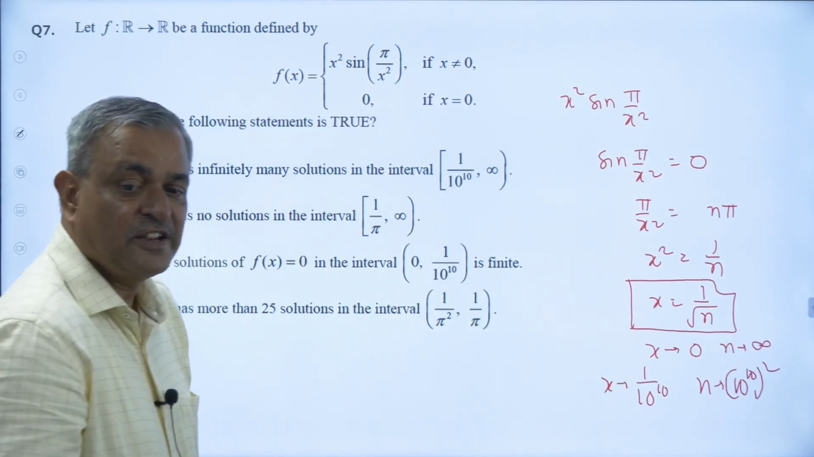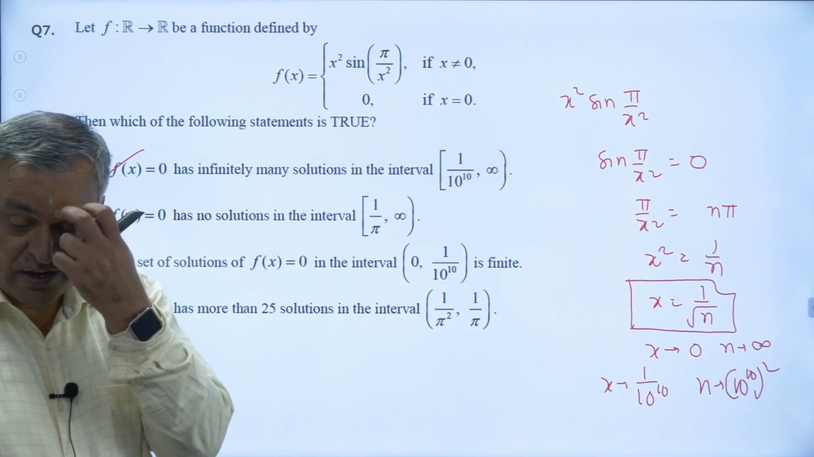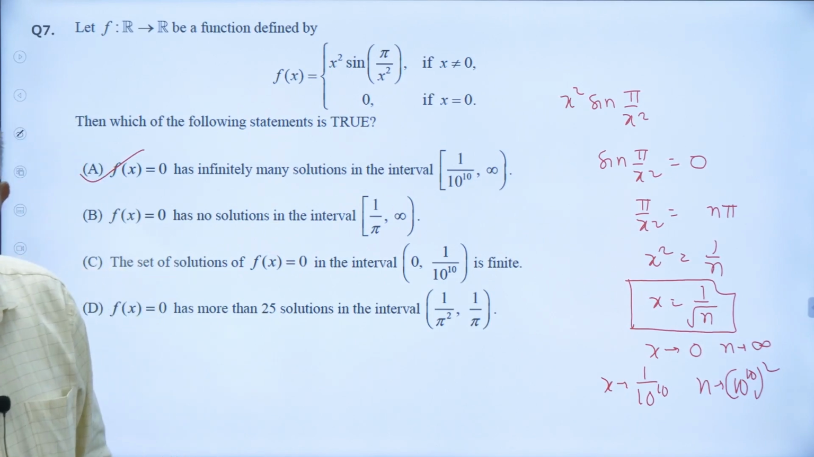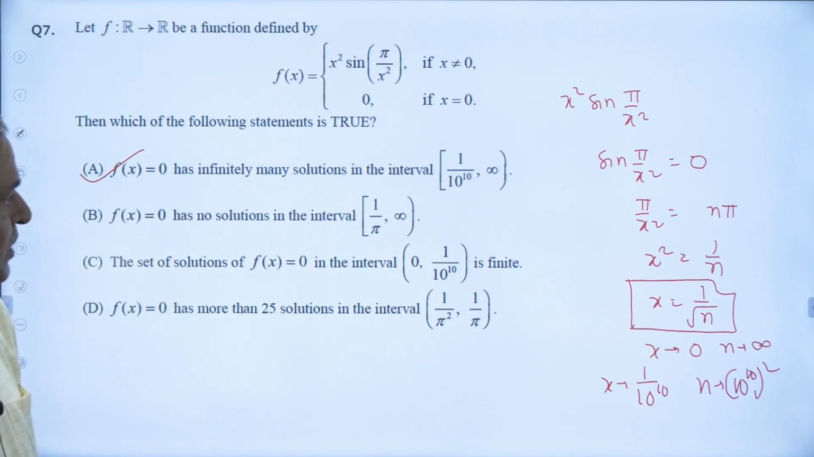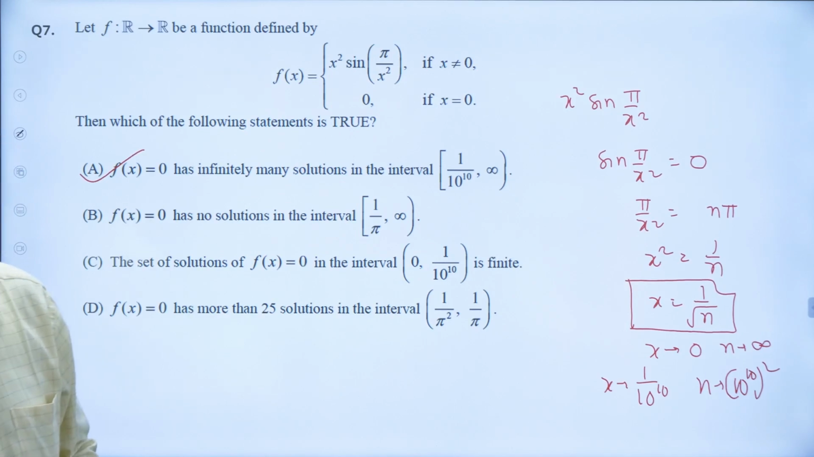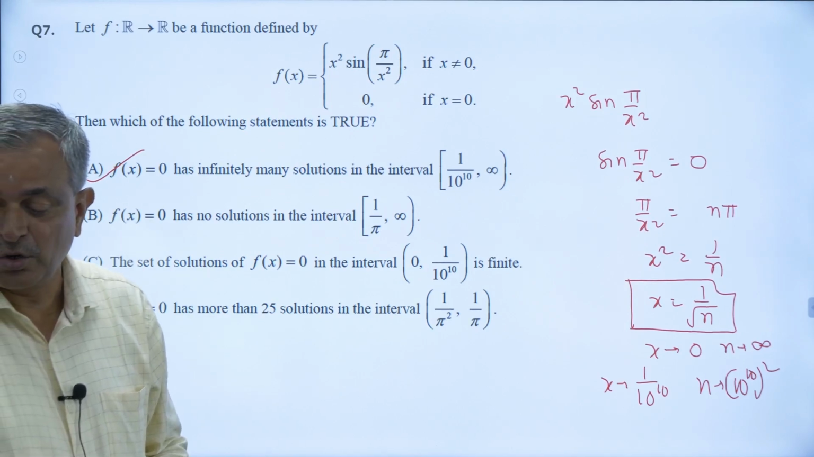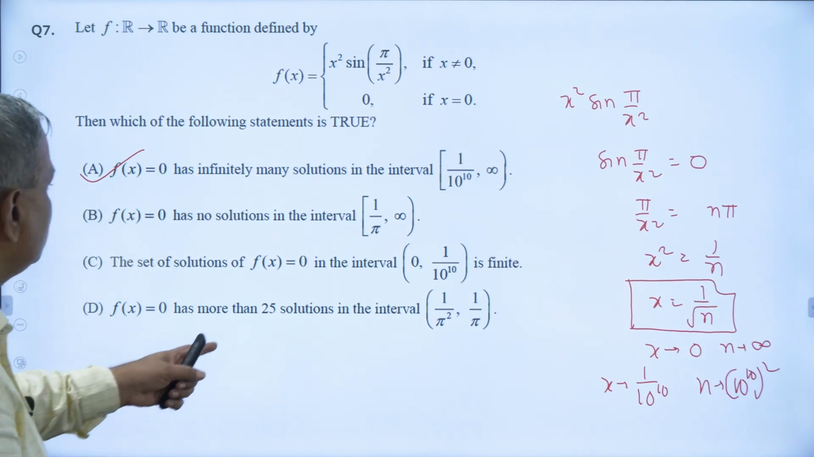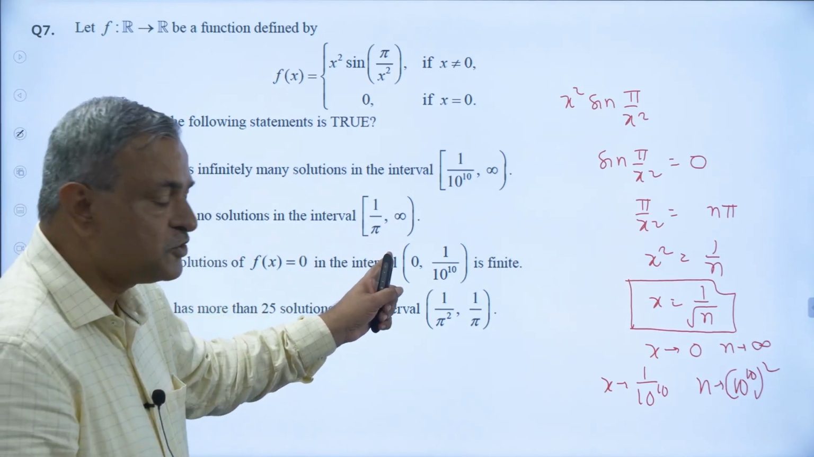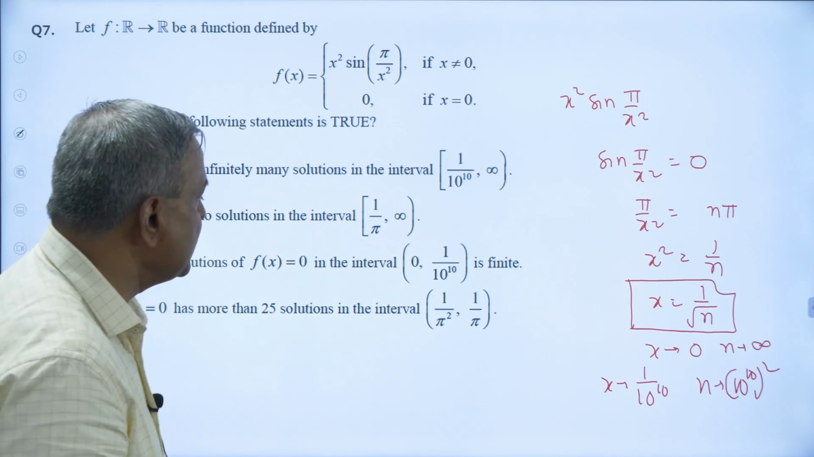This must be satisfied. x is equal to 1 by root 10. Is it satisfying or not? If we put n equal to 10 to the power 20, what happens? This is tending to infinity, so many solutions are possible. Now comes to this one: f(x) has no solution between 1 by pi to infinity.